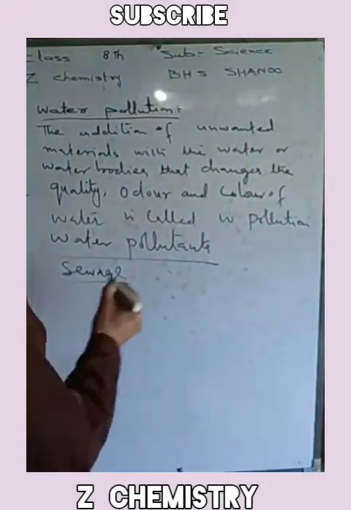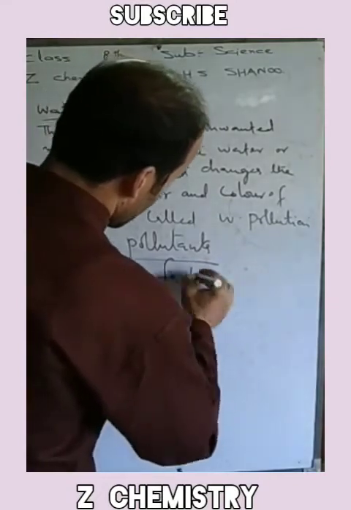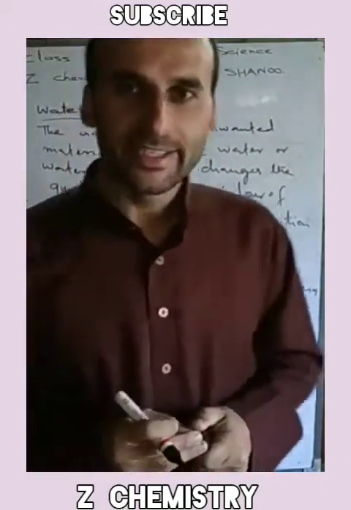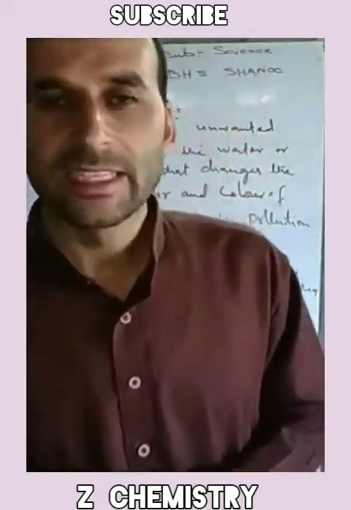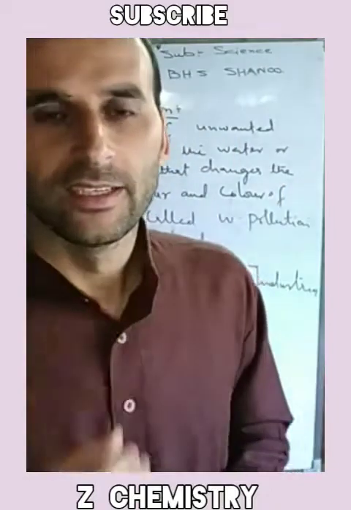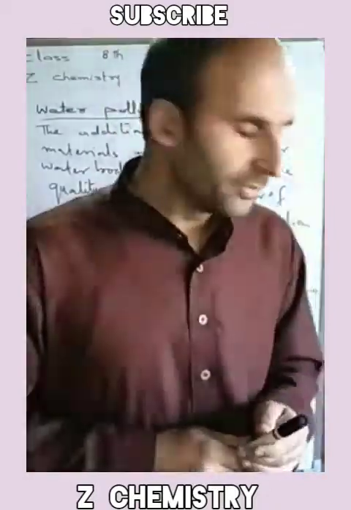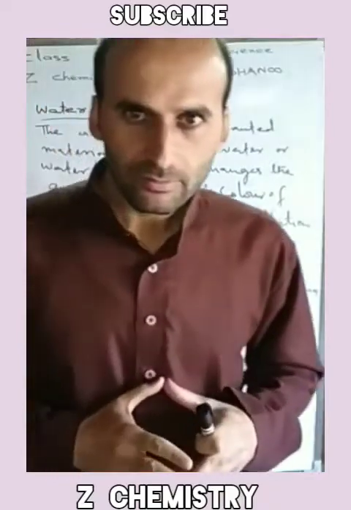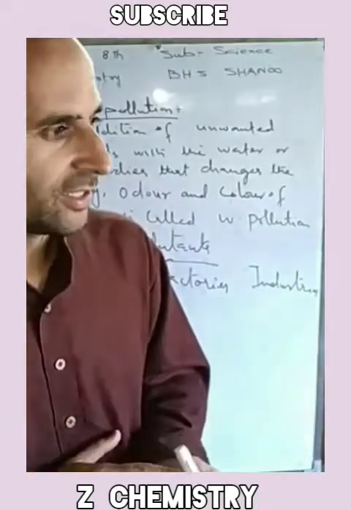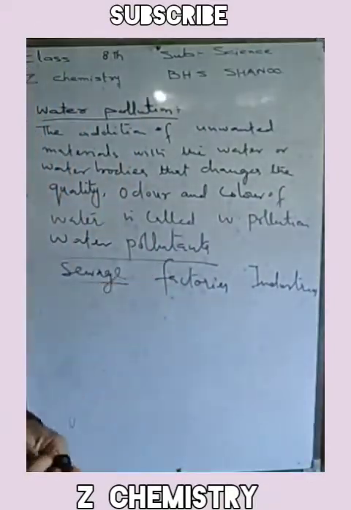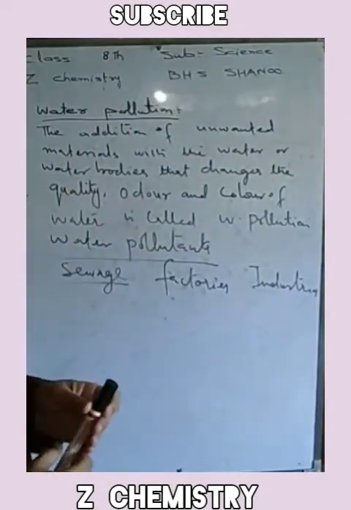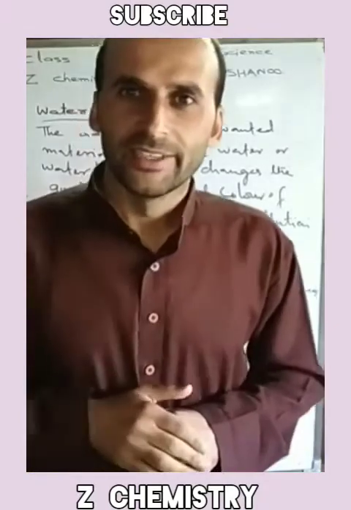Another is factories and industries. The establishment of factories and industries near water bodies, like the cement industry, paper industry, steel industry, and other chemical industries where different chemicals are formed. The addition of runaway chemicals, ash, or unwanted substances with this water results in a change in the quality, odor, and color of the water, which makes water unfit for drinking purposes.